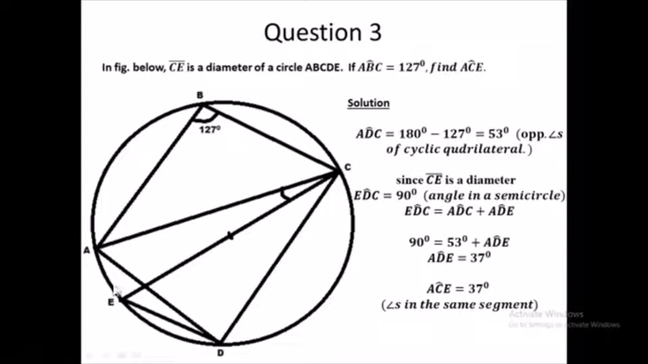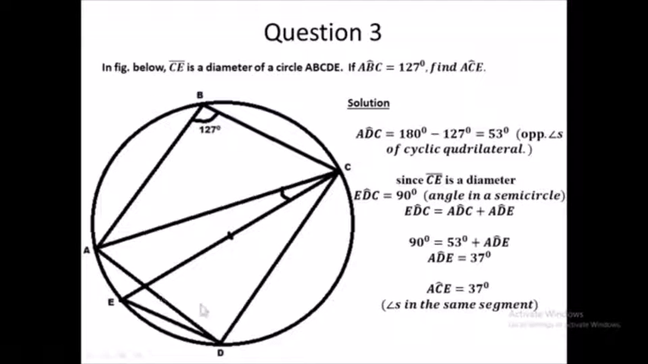Then the next question you are seeing on the screen right now, you are told that this line CE is a diameter, because this is the center of the circle. So if line CE is a diameter, that means the total angle here is going to be what? 90 degrees. Reason: angle in a semicircle. Because look at this line CD and line ED joined together. They meet at this point. So this angle here is 90 degrees, angle in a semicircle.